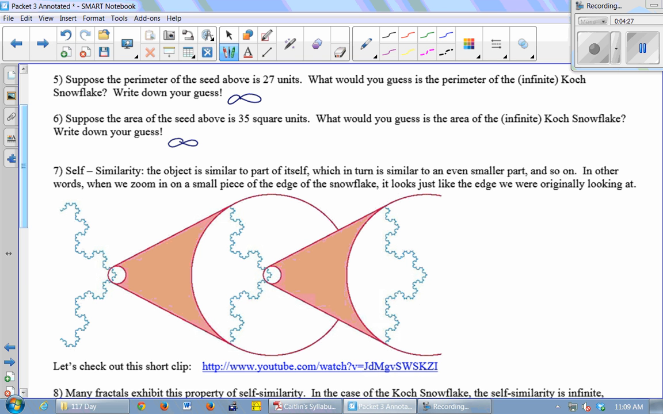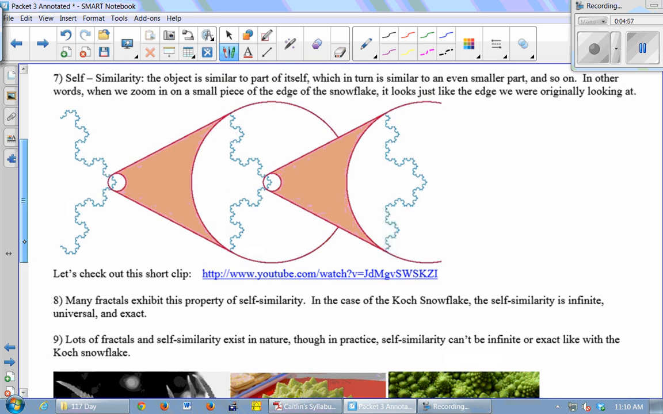But first, we're going to talk about the self-similarity of the Koch snowflake. Any fractal in general has self-similarity. That is, the object is similar to part of itself, which is in turn similar to an even smaller part, and so on. In other words, if you zoom in on a small piece of the edge of the snowflake, it looks exactly like the snowflake itself. And you can keep doing this forever, zooming in and zooming in, because this is an infinite object.